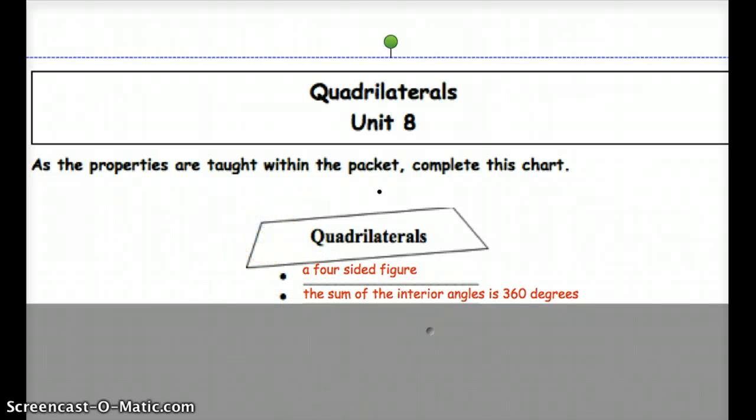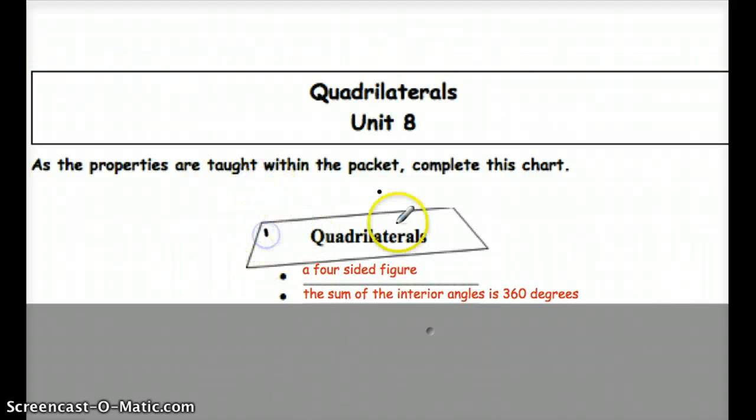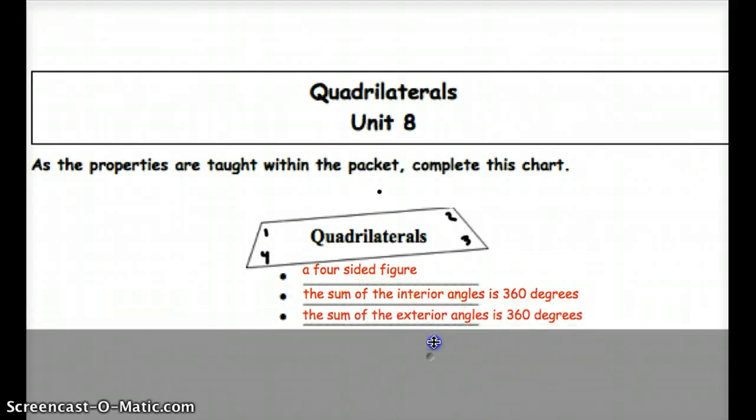So angle 1 plus angle 2 plus angle 3 plus angle 4 equals 360 degrees. And the third is the sum of the exterior angles is 360 degrees.